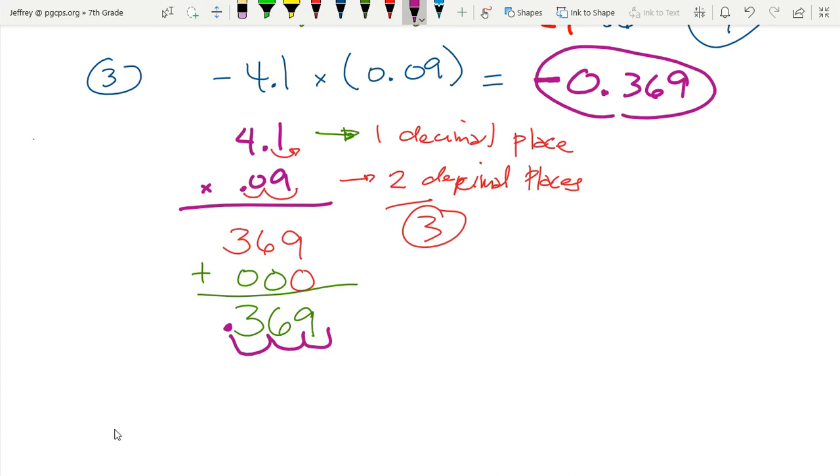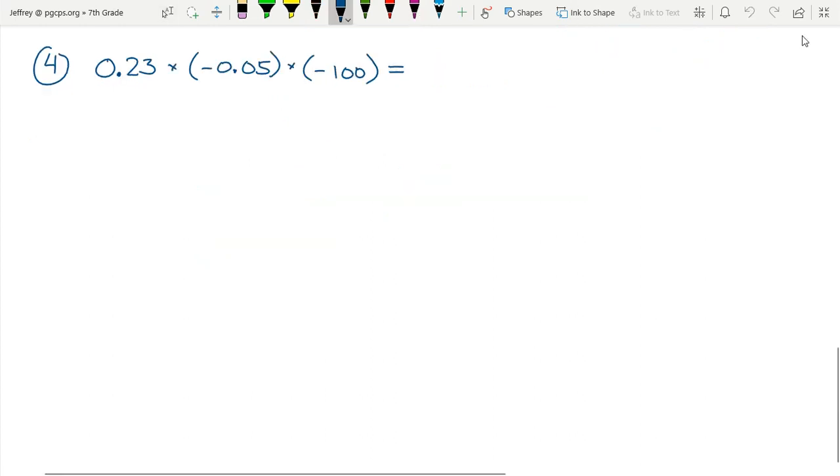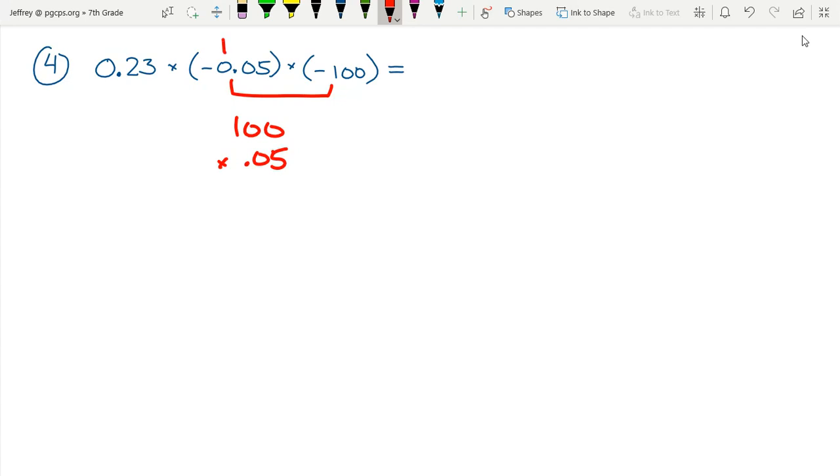So let's try number 4. Okay, so let's try to do number 4. If you have 3 numbers to multiply, you can just pick 2 numbers to multiply first. So for this example, I'm going to use this 2. Now we have a negative times a negative. We know it's a positive. So 100 times 0.05. Now I do not need to write this 0 right here because that's just a placeholder. Okay, but I do need to write any zeros after the decimal point.